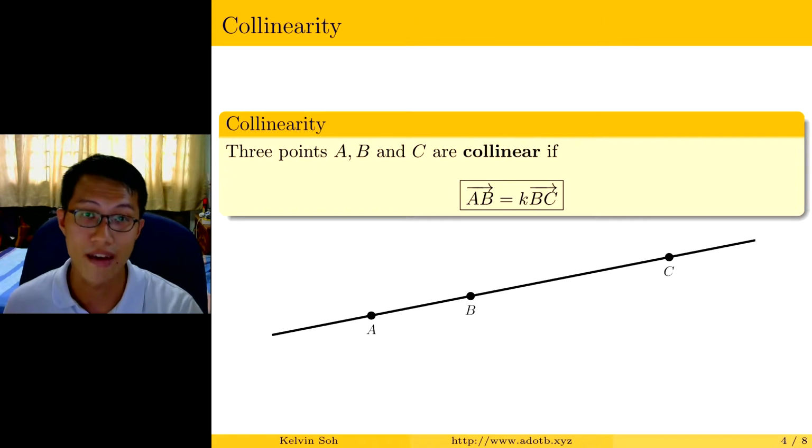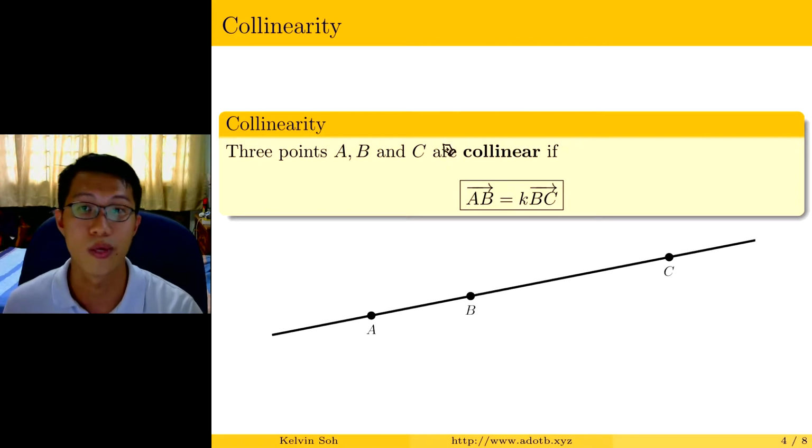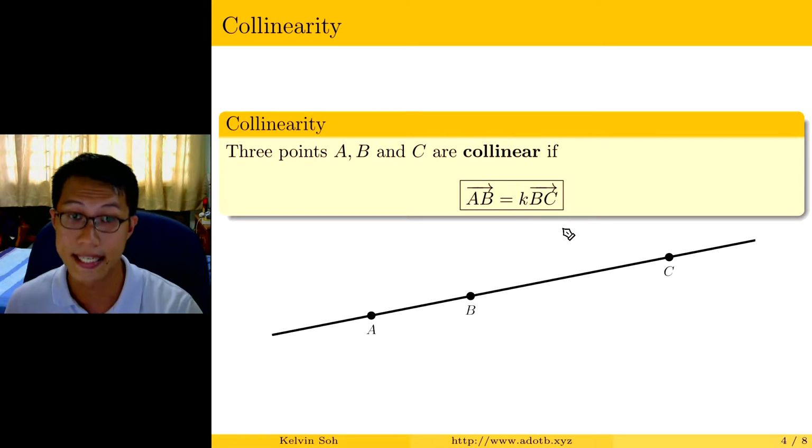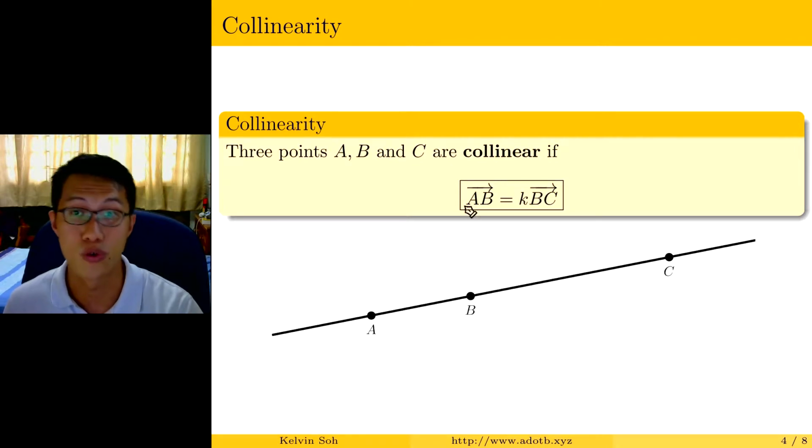The next concept we have is to describe collinearity. Given 3 points A, B and C, they lie on the same line, and we use the word collinear to represent that, if AB equals k times BC. The reason for this formula is because if you look at this picture, the vector AB is parallel to the vector BC, and we have a formula from parallel vectors from earlier on. Of course, we are not restricted to using the vectors AB or BC. We can use AC, CB, and all sorts of combinations of them.